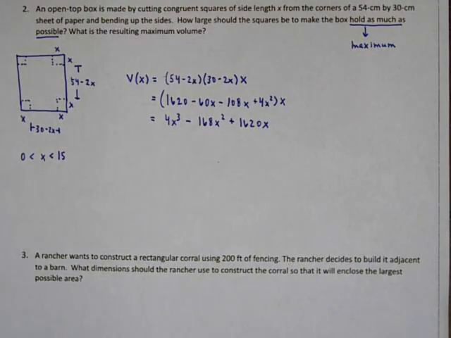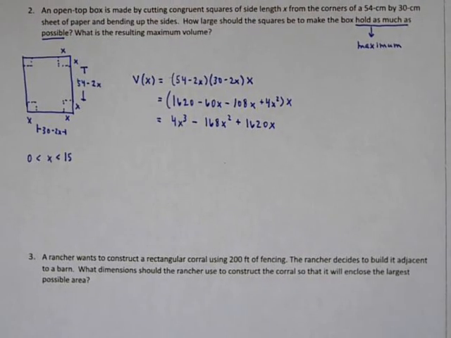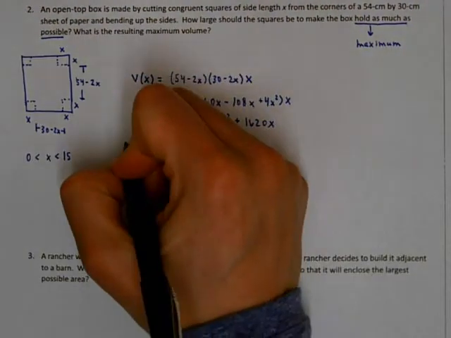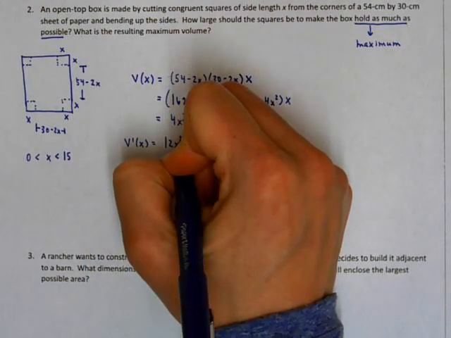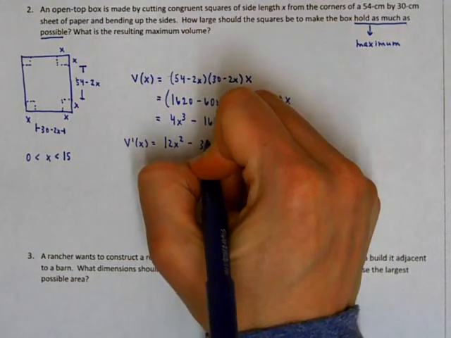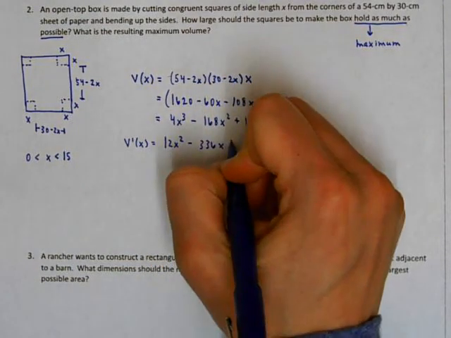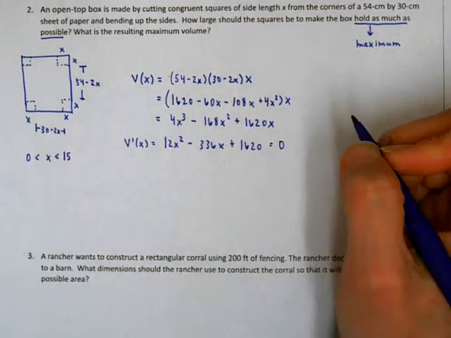So part 1 is done. I've modeled this situation with an equation. It's in one variable, so we're good to go. So now I'm going to find the derivative, which is easy enough. This is a nice polynomial to work with. So 12x squared minus, let's see, 336x, and then plus 1,620, and then we're going to set that equal to 0.